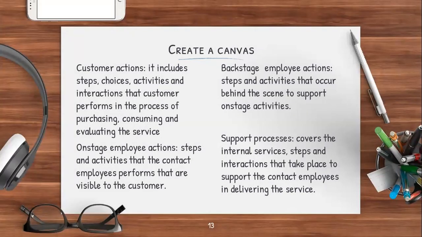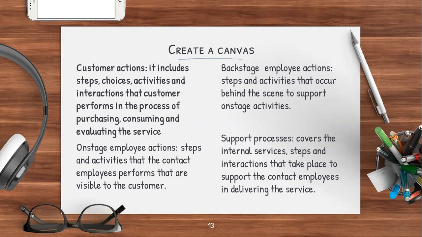So before we really go ahead and plan the blueprinting, the first thing that we have to do is create a canvas. Now, when we're creating a canvas, there are four factors which are important. The first one is customer actions. So it includes steps, choices, activities, and interactions that the customer performs in the process of purchasing, consuming, and evaluating the service. The next stage is on-stage employee actions.